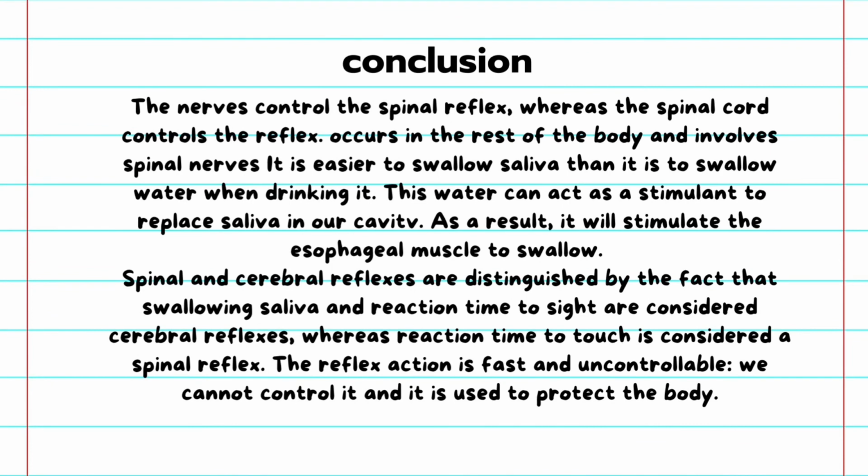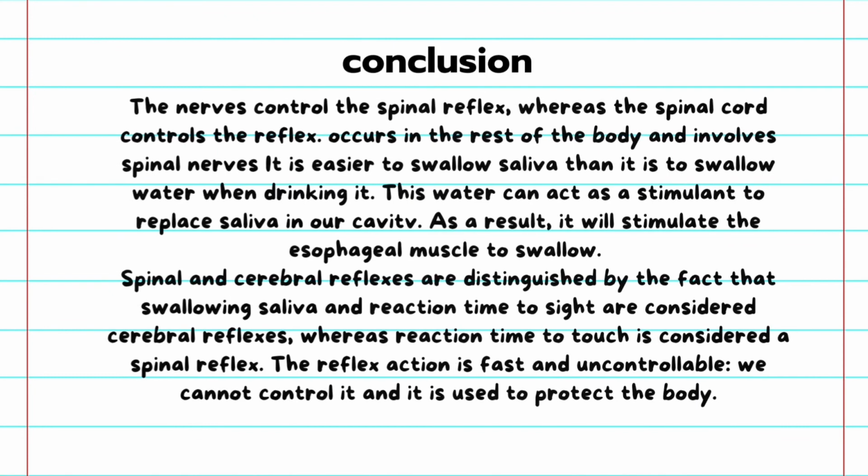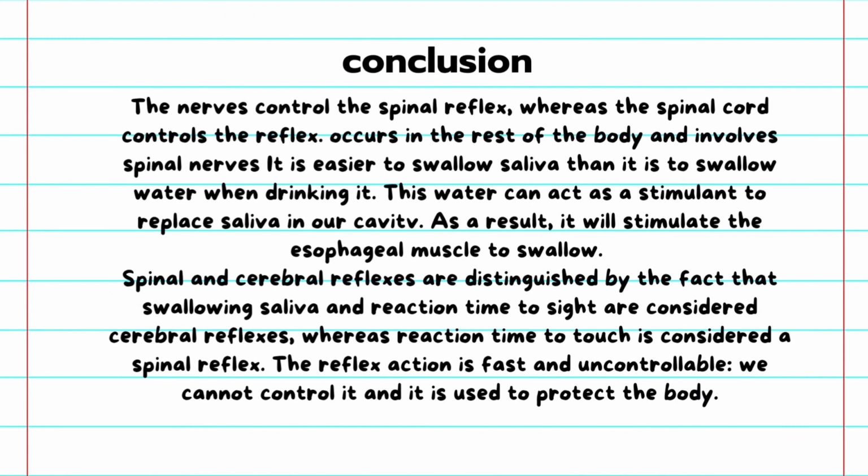So the conclusion is that the cranial nerves control the cerebral reflex, whereas the spinal cord controls the reflexes that occur in the rest of the body and it involves the spinal nerves. It is easier to swallow saliva than it is to swallow water when we drink it. This water can actually act as a stimulant to replace saliva in our cavity. As a result, it will stimulate the esophageal muscle to swallow.